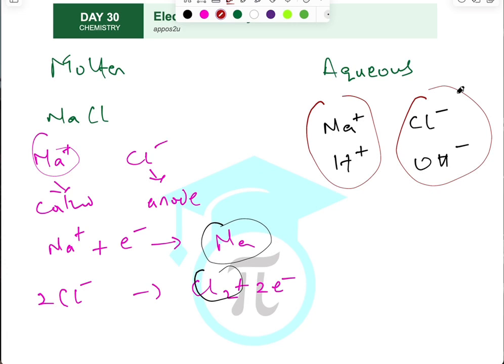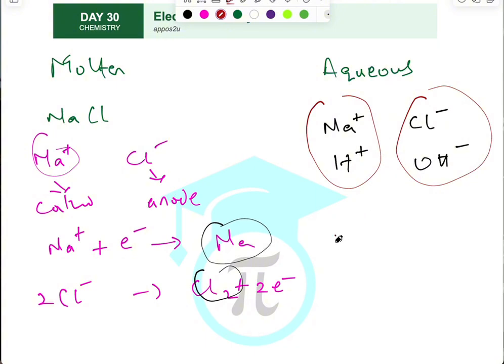To be able to do this properly, there are 3 things that govern them. Number 1 is the position in the electrochemical series. When you look at your electrochemical series, you have to choose the one that is lower in the electrochemical series. In this case, the one that is lower is the hydrogen ion. You need to go and check your electrochemical series and memorize as much as possible from there. So H+ is going to be the one that will be deposited at the cathode.